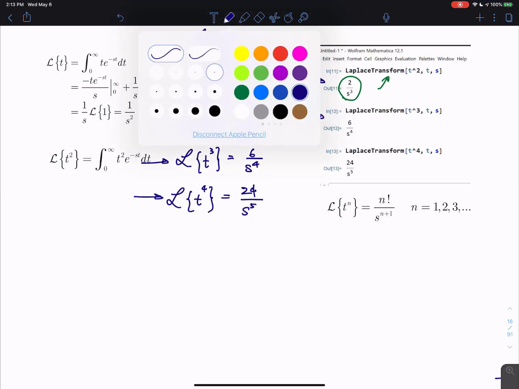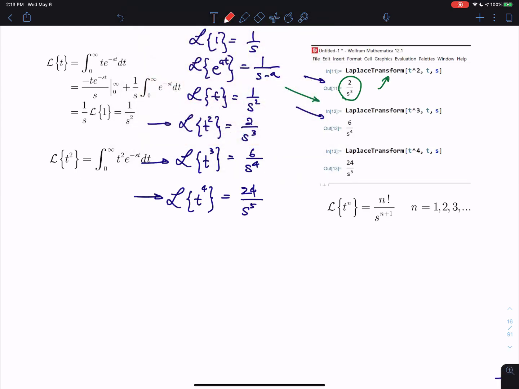And at this point, you'd be in a position to figure out that, oh, it looks like the denominator, with power 1, power 2, power 3, power 4, is always, it seems, 2, then 3. 3 goes to 4. If it's 4, it goes to 5. So you notice that the power in the transform is 1 higher than the power of the t function you started with. So there is a pattern there.